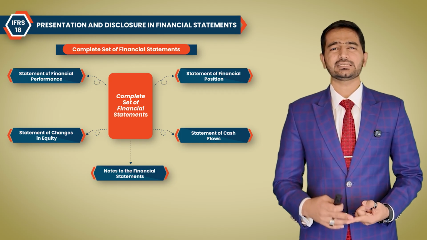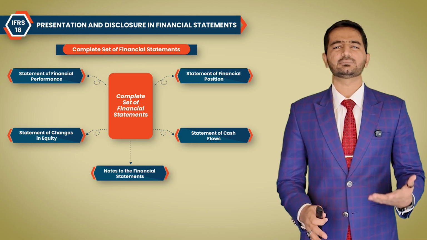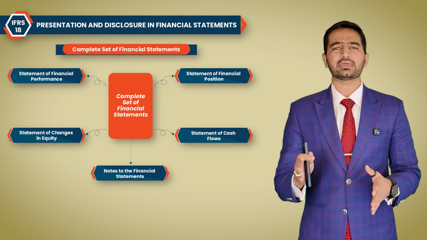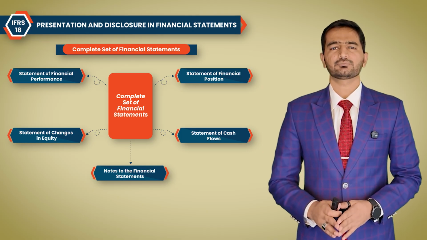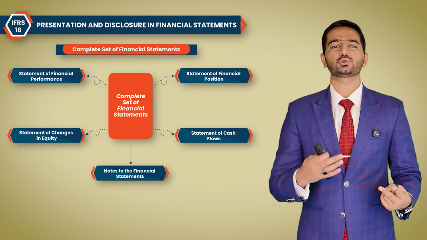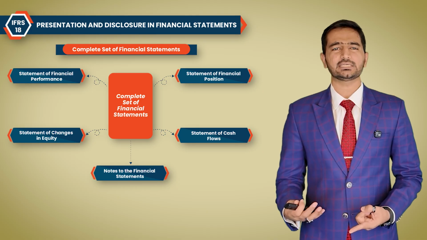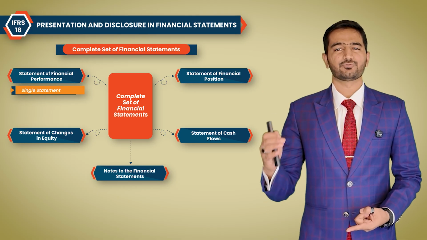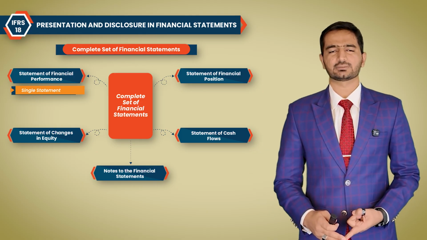The first component is the statement of financial performance, also known as the income statement. This statement shows your revenue, expenses, and profit and loss for the period. Here, you have 2 options on how to present it. The first option is to present everything in a single statement with 2 sections, one for profit and loss and one for other comprehensive income.